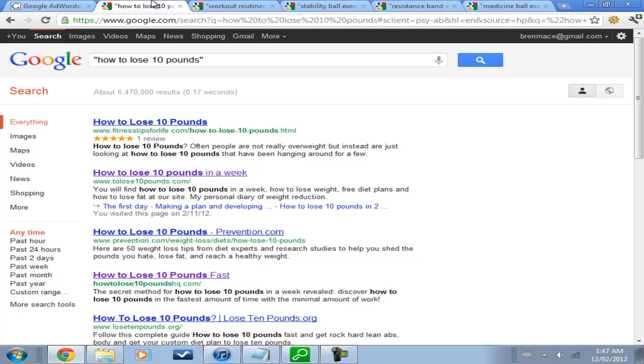So we'll take a look at these keywords. How to lose 10 pounds. Pretty high results. I'll still look further, but that's looking like probably a stoplight.